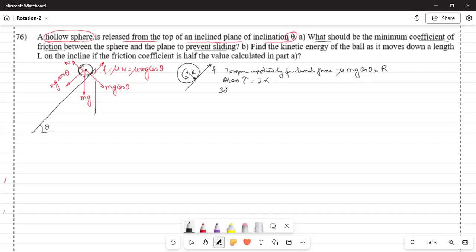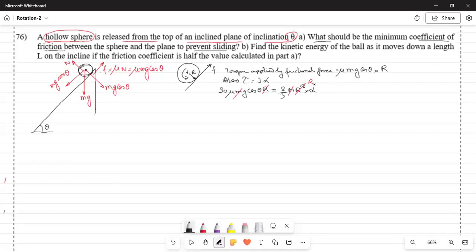So we can write that mu mg cos theta multiplied by r is equal to the moment of inertia of this hollow sphere, which is 2 by 3 mr square, multiplied by alpha. Here m gets cancelled. By mistake I made a capital and small mix-up, so it gets cancelled. And r gets cancelled with r square, only one r remains here.